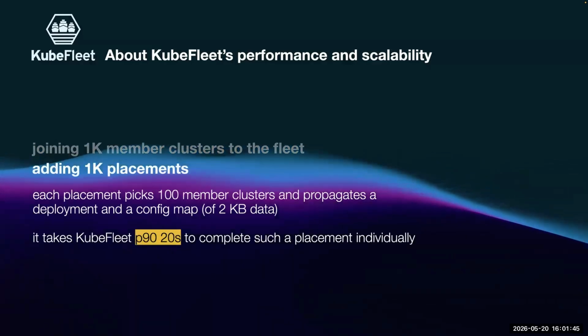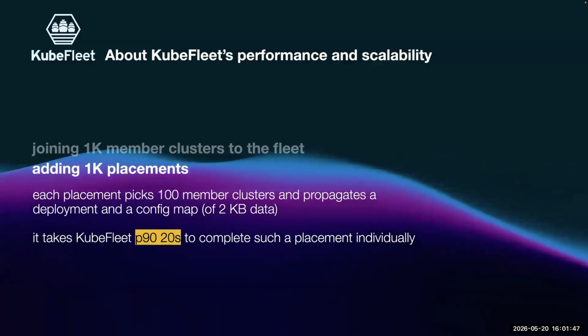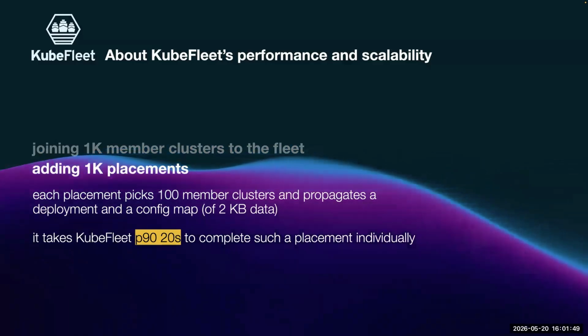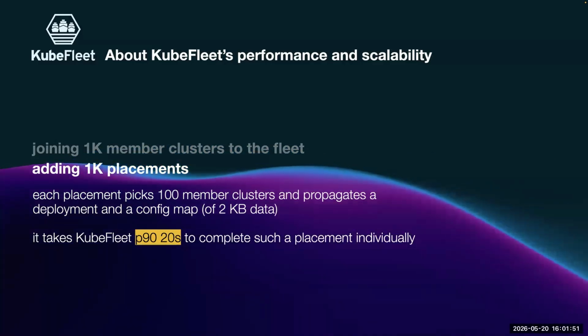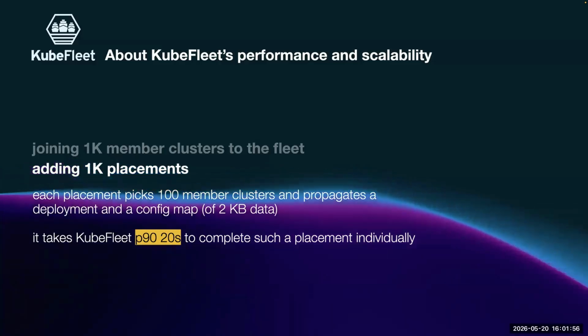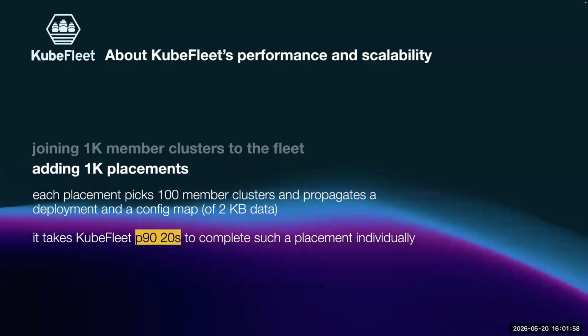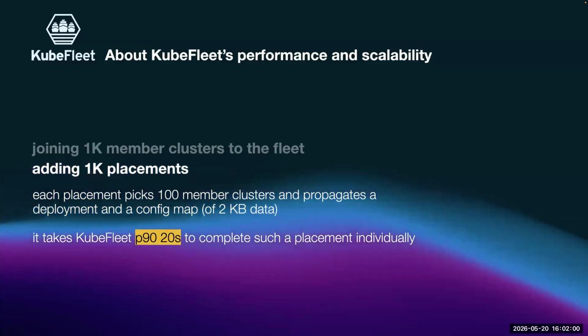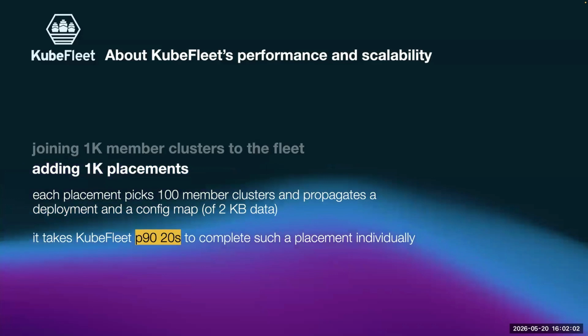In the second step, we start adding more placements to the system. For each placement, we set it up to pick 100 member clusters. And in each placement, we set it up so that it places a deployment and a config map, around 2 kilobytes of data, to the 100 member clusters.